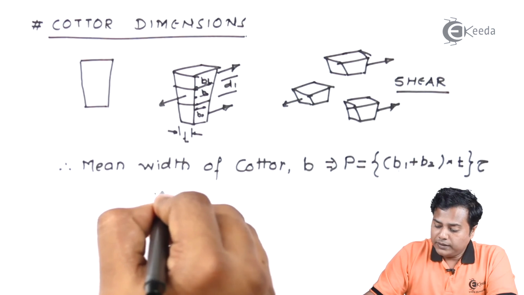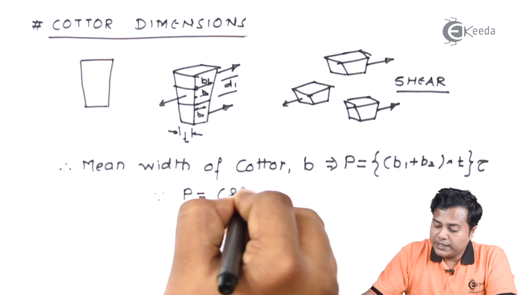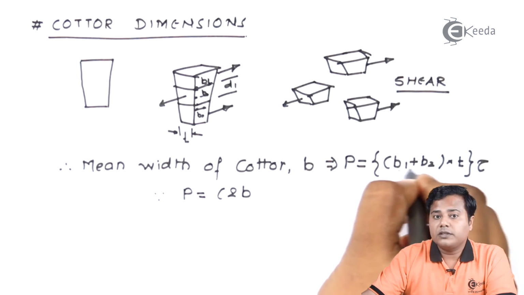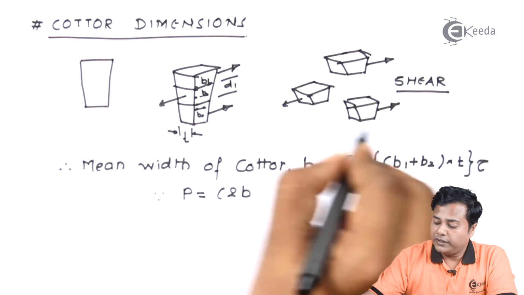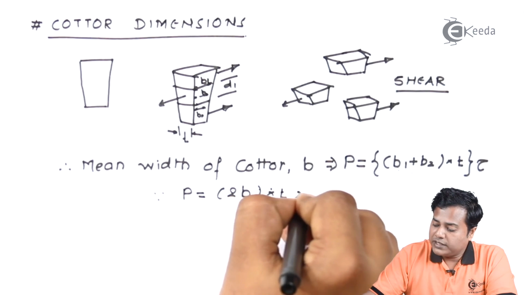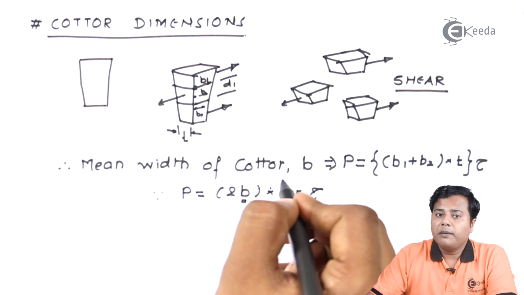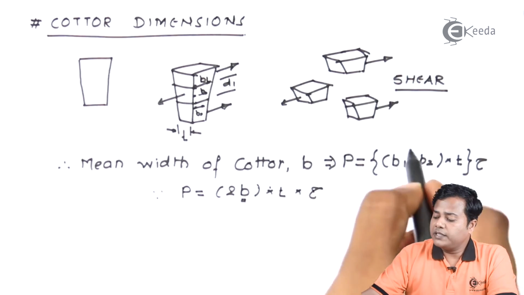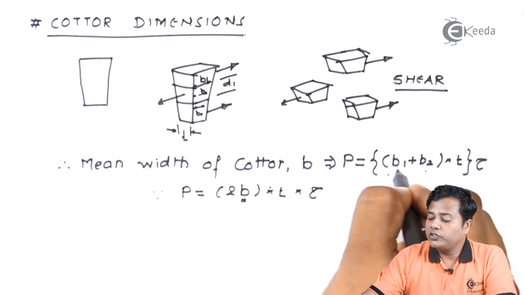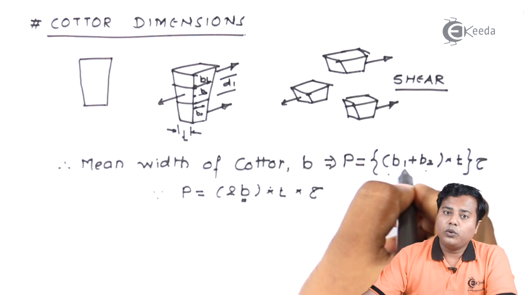We also know that P is equal to twice the length b, because it's a mean length, substituting the b1 and b2 factor inside, multiplied by thickness into shear stress, and that is how we can find out b, which is the mean width. In some cases they may ask us for b1 and b2 with a certain relation. There will be a certain relationship between b1 and b2. Once we know b, we can find out b1 and b2 also.